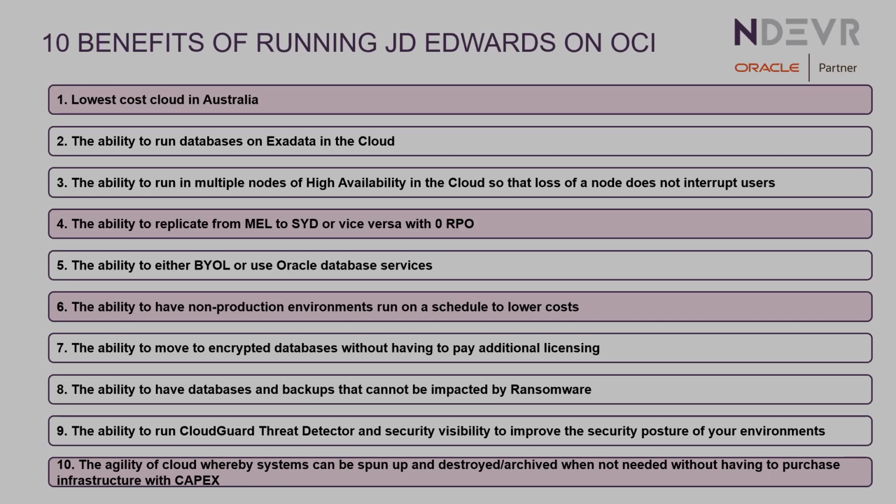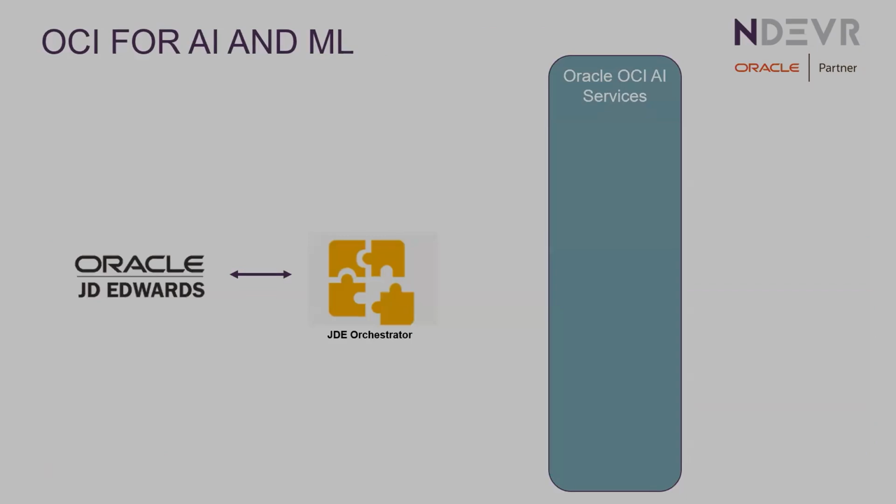Now, lots been said about AI and machine learning. Now they are, as you've noticed earlier today, available to JD Edwards via the orchestrator, and it opens so many doors for JD Edwards customers. Here are a few ideas of how we could use AI.